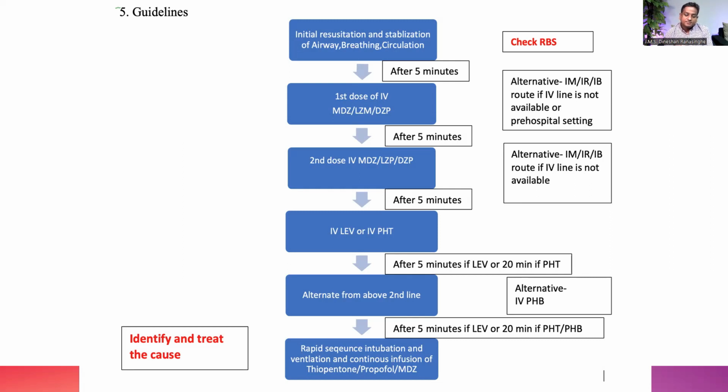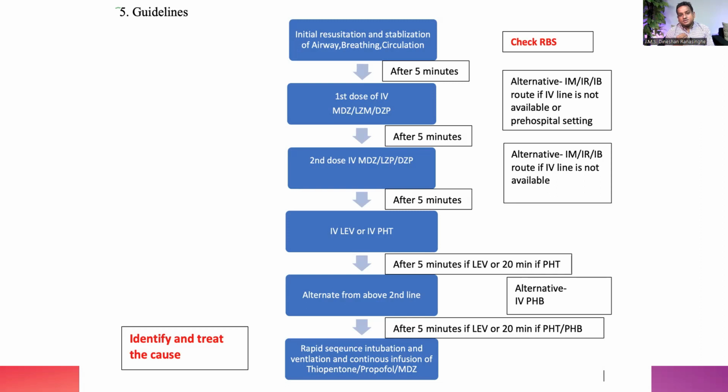And if you have given levetiracetam, you can wait for 5 minutes. If you have given phenytoin, you can wait for 20 minutes to give the next dose. Now, the problem with phenytoin is potential hypotension and arrhythmia. So you need to make sure that you give it with cardiac monitoring. At least the rhythm strips and a monitor on when you give it, and you don't push it in. It's an infusion that goes on for 20 minutes.